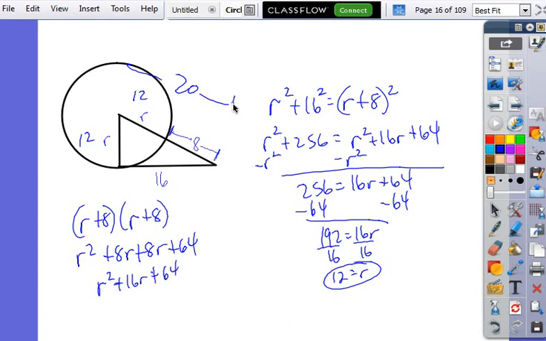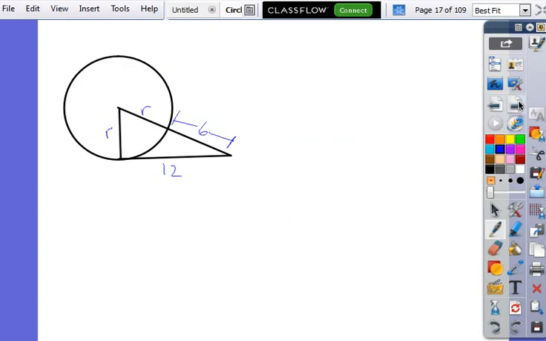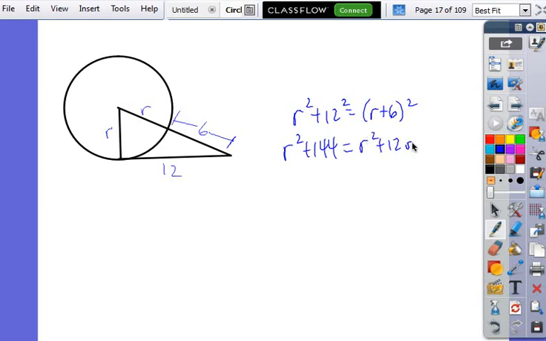All right, give me the equation that I would use to start right here. r squared plus 12 squared equals r plus 6 squared. r squared plus 144 equals r squared plus 12r plus 36. I meant plus 36. Is everybody okay with the r squared plus 12r plus 36? I didn't work it out all the way. Make sure we're good on that.